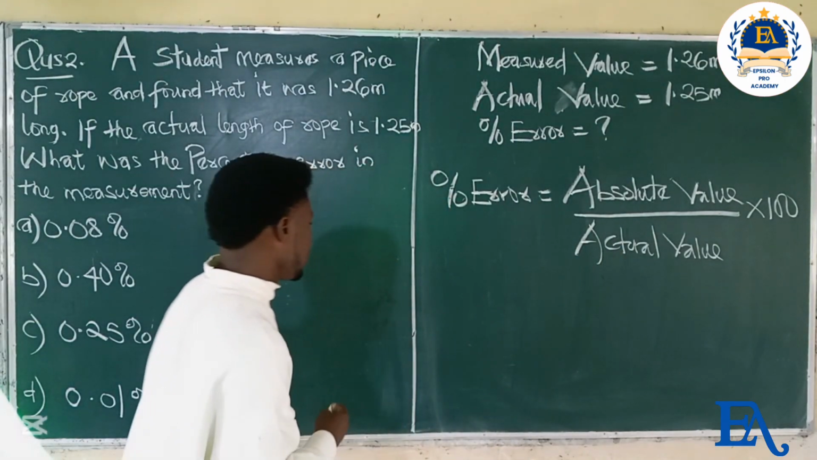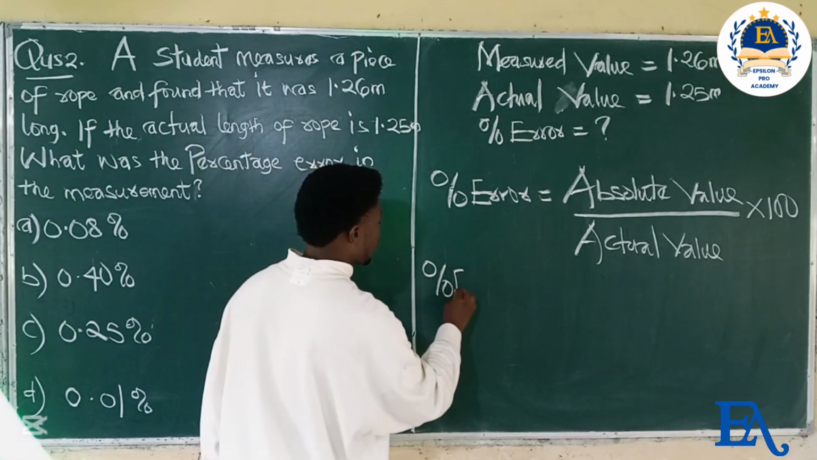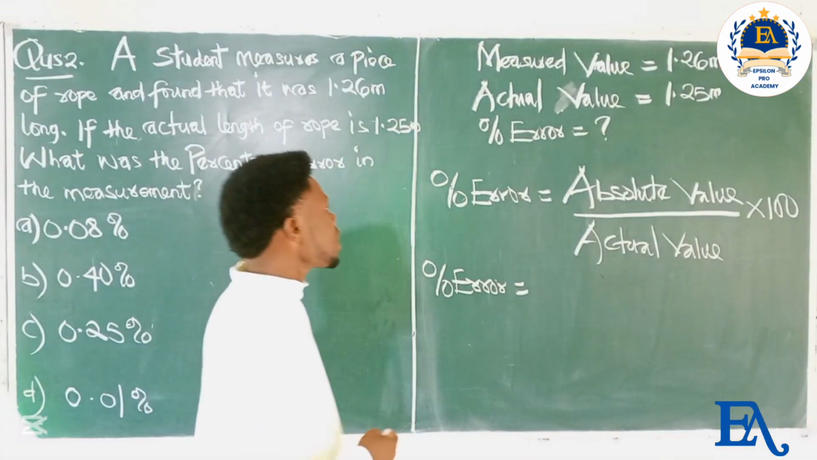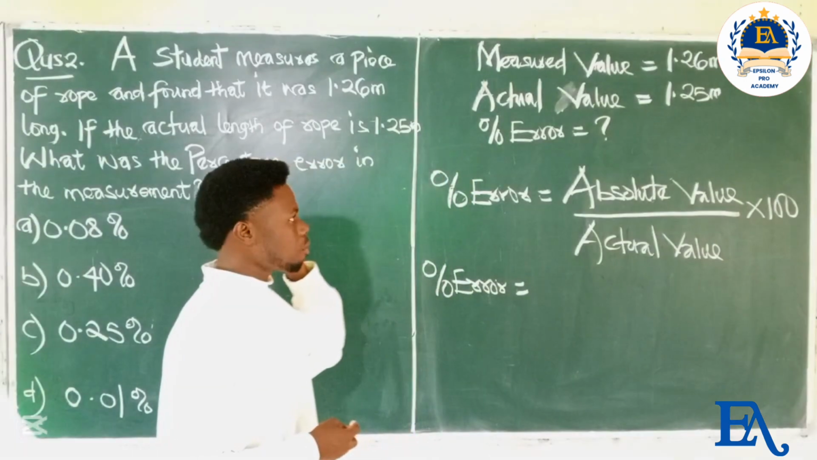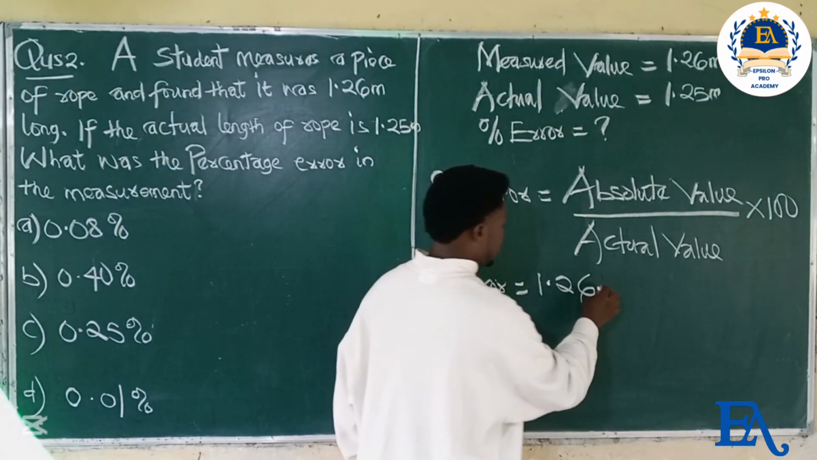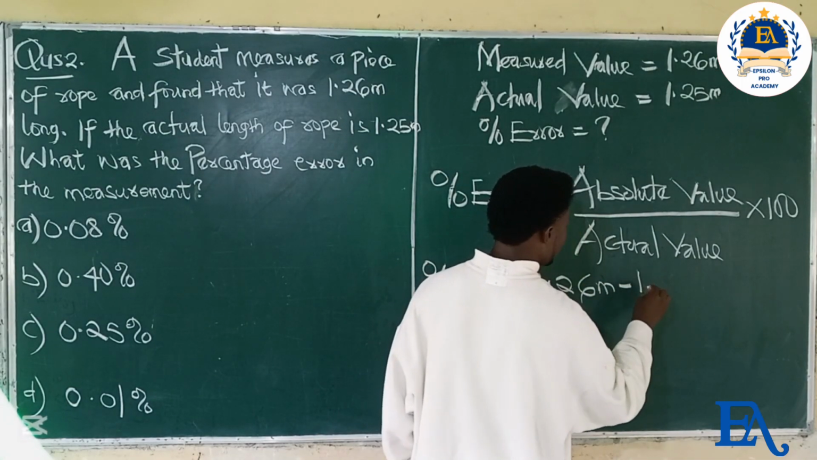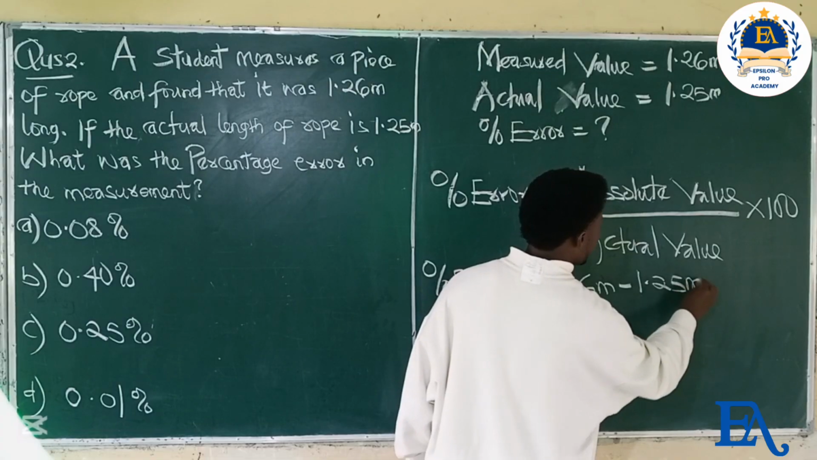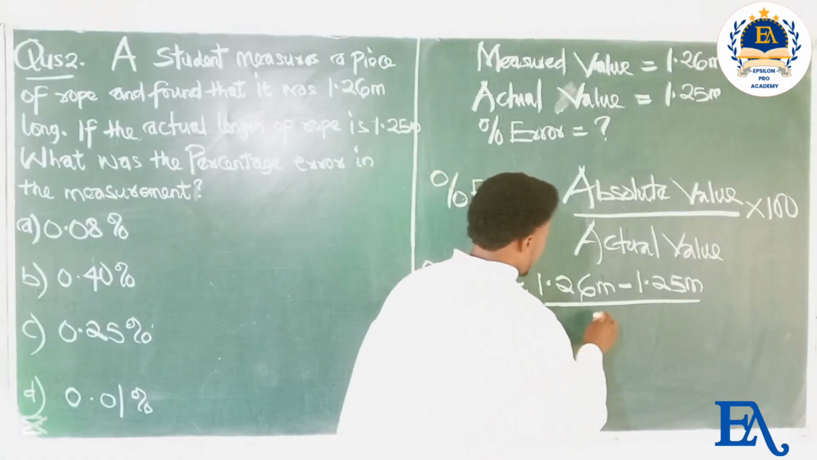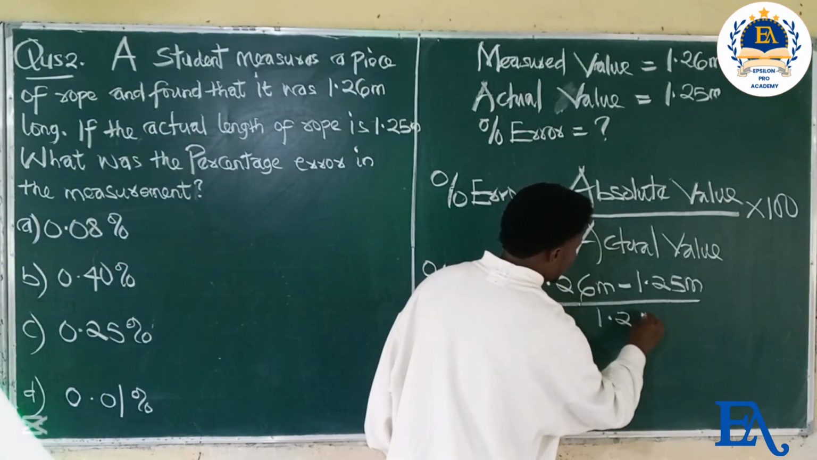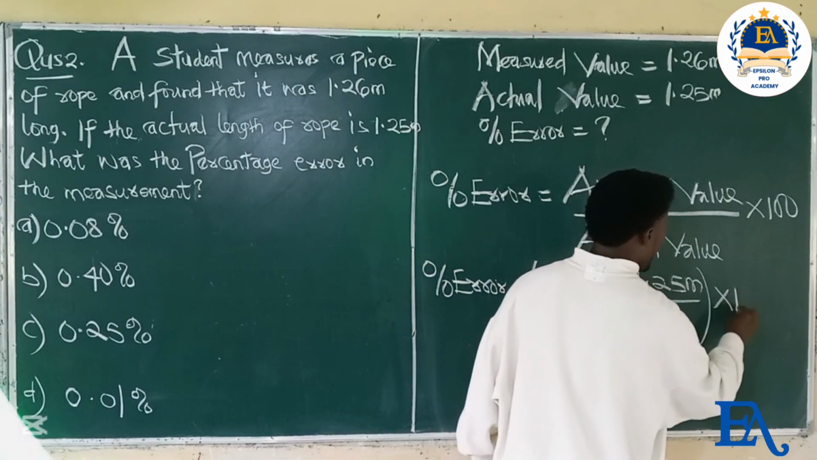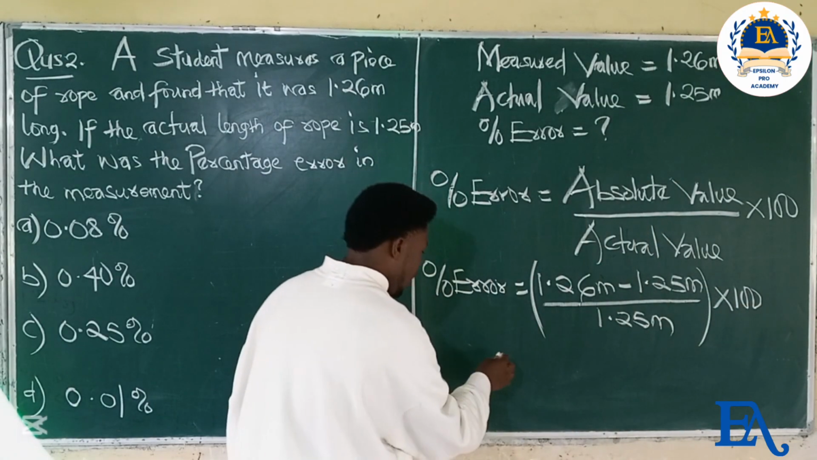Alright, so let's substitute this. Percentage error is equal to the absolute value, the difference between the two values that was given from the question, and we have 1.26 meter minus 1.25 meters divided by the actual value, which is 1.25 meters times 100.